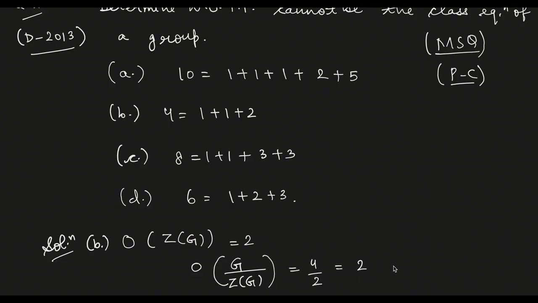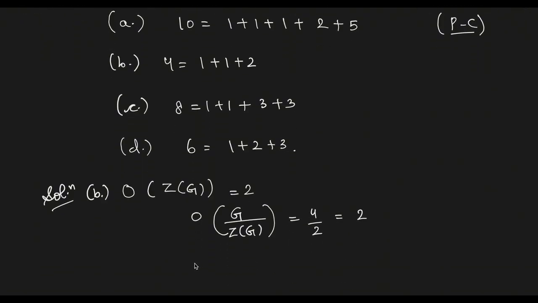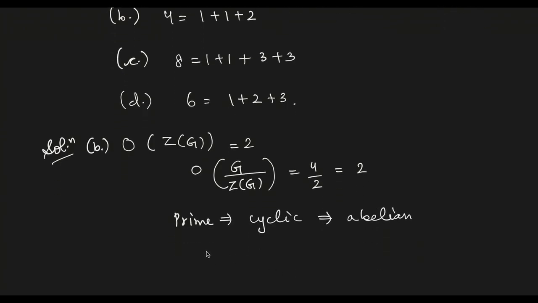2. Every group of prime order is cyclic. Prime implies cyclic and cyclic implies abelian. ZG is already abelian, so this means that G equals ZG, meaning order of G by ZG is 1, which is a contradiction. 2 is coming. So B is discarded. I mean B will be ticked because the question asks for not true.